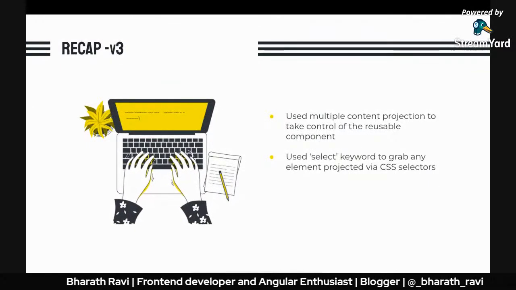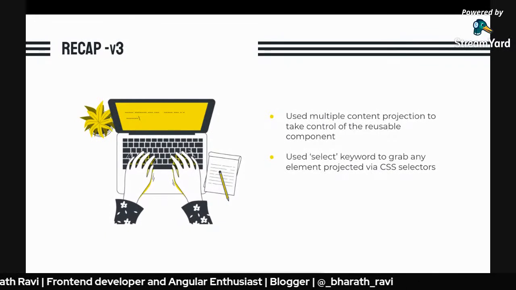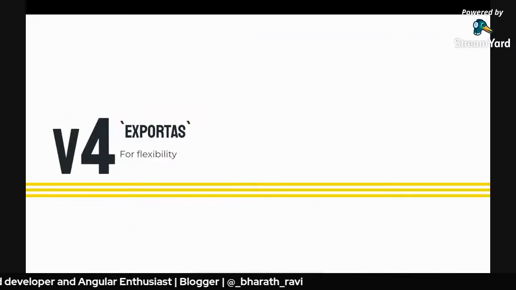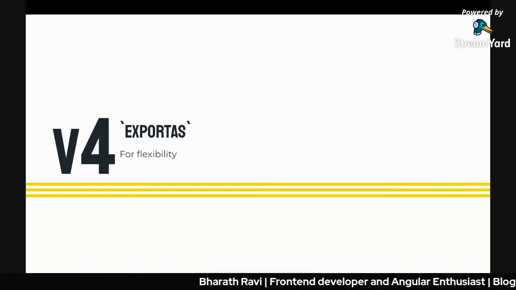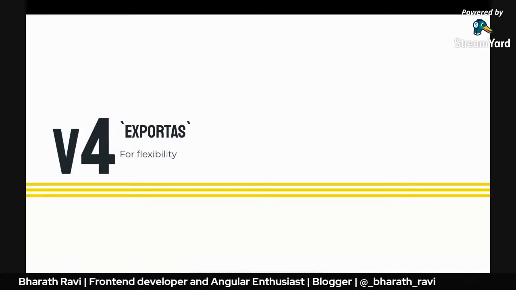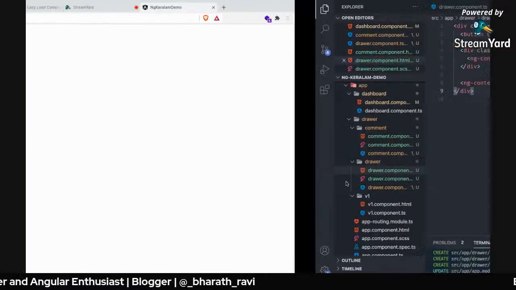Okay, so we already have a pretty decent reusable component, I'd say. But let's not stop there. Let's go to V4. V4 is about exportAs, and this is for flexibility. That sounds counterintuitive, right? I just talked about control and now I'm talking about flexibility, because we need both. I'll explain.